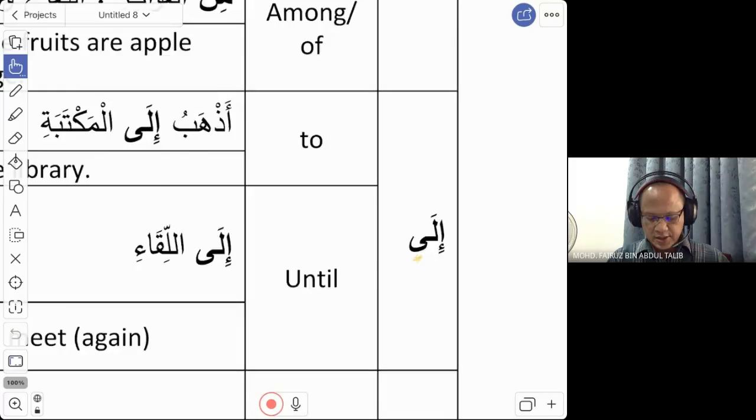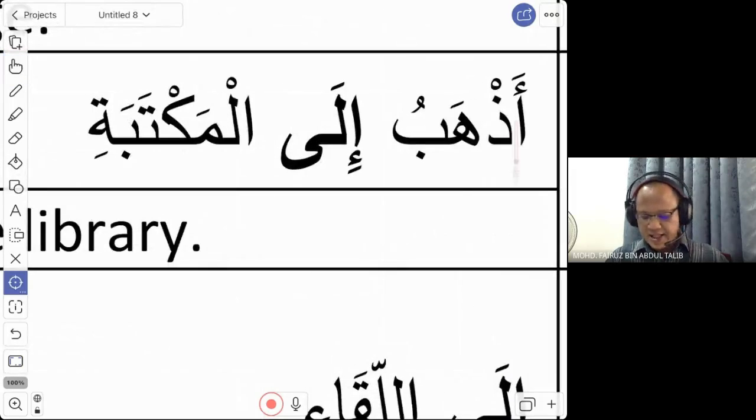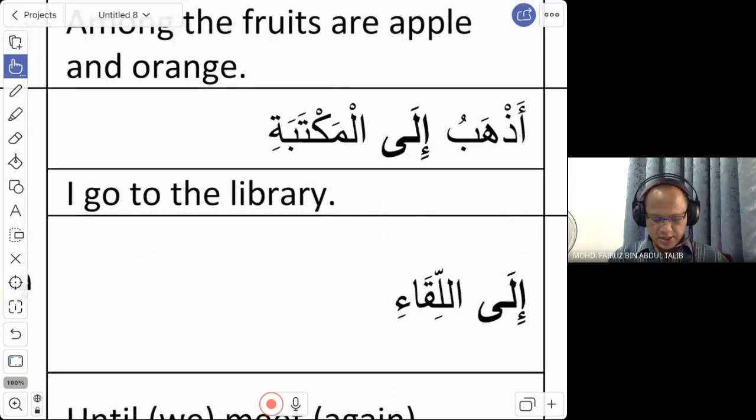For example, you say adhabu ila al-maktaba. Adhabu, I go. Ila, to. Al-maktaba, the library. All right, maktaba, library. Adhabu ila al-maktaba. So I go to the library. So this is ila, and the meaning is to.